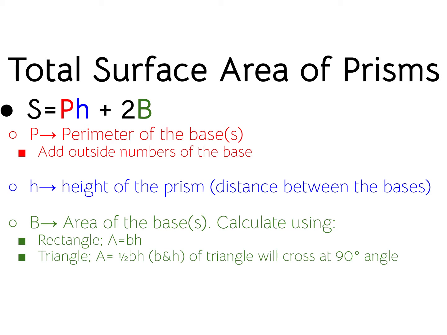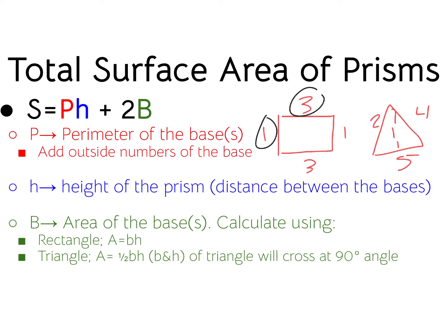The P, which stands for perimeter of the base, is where we're going to add the outside numbers of the base. For example, if we had a rectangle, we would add all of the numbers on the outside of the rectangle. And if we had a triangle, we would add all of the numbers on the outside of the triangle.